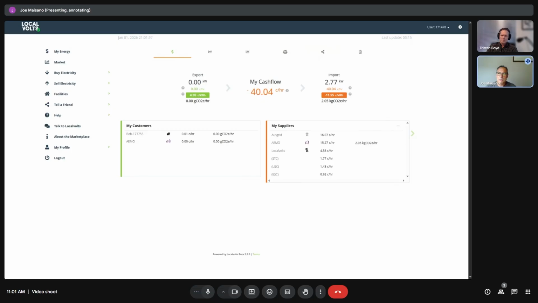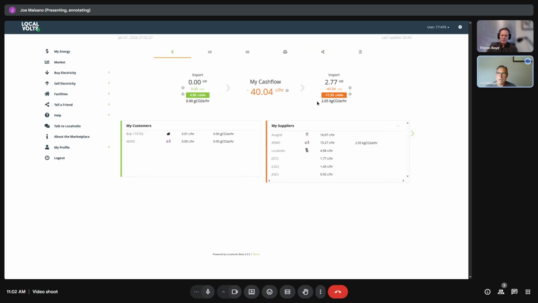The first thing you probably notice there is they're very asymmetric. It's 11.55 on the import side and only 4.9 cents on the export. That's due to the effect of both GST on the imports, no GST on the exports, and also network charges and all the other costs we have, including certificates and other fees that relate to the volumes we're importing that don't apply to the volumes we're exporting.